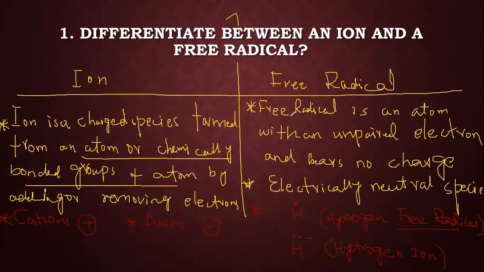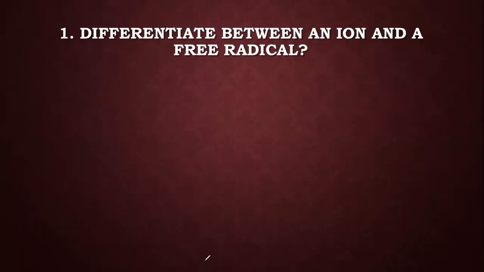So what is the main difference? An ion is a charged species having positive or negative charge, while a free radical has no charge. It has unpaired electrons and is an electrically neutral species. So this is the completion of question number 1. Now moving towards question 2.